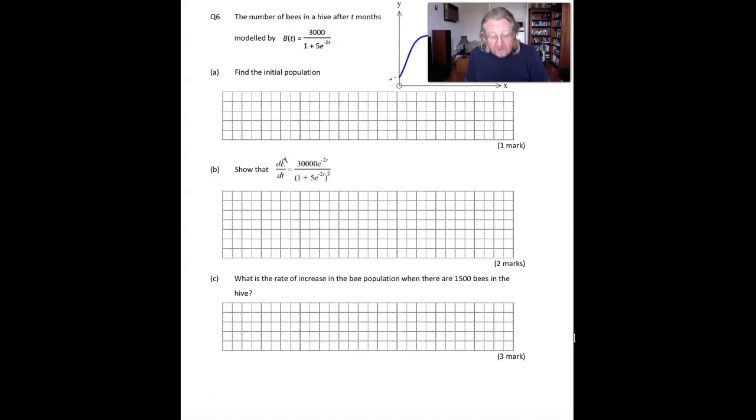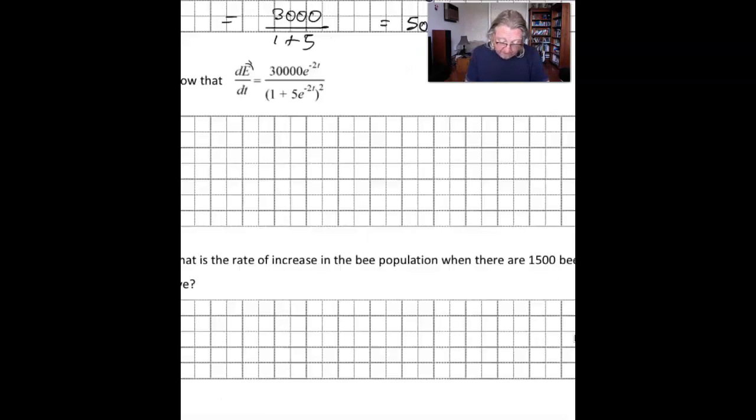Well, that's the population when t is equal to 0. So we want B(0), and that's going to be 3,000 over 1 plus 5 times e to the naught, because minus 2 times 0 is 0. e to the naught is 1, so it's going to be 3,000 over 1 plus 5, which is 3,000 over 6, which is 500 bees. Okay, so that was part A.